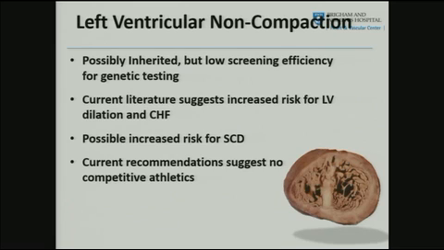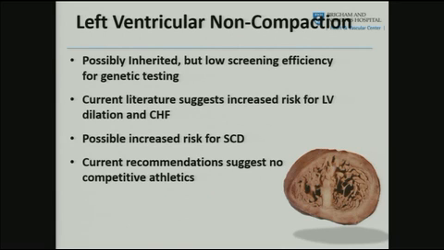A final genetic entity, we think largely genetic entity, is this issue of left ventricular non-compaction with the classic picture shown from Steve Ahman on the slide. This may be inherited, may not be, but there's not enough screening efficiency with genetic testing to recommend routine testing. But patients who have this phenotype, which is a congenital phenotype in which the myocardium is unpacked in this sort of spongiform pattern that leads to heavy trabeculation of the left and right ventricle. These patients may progress on, but in unpredictable fashion, towards progressive LV dilation, heart failure, and may be at higher risk for sudden death.